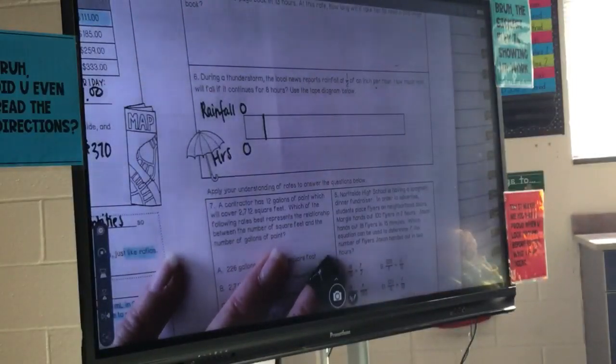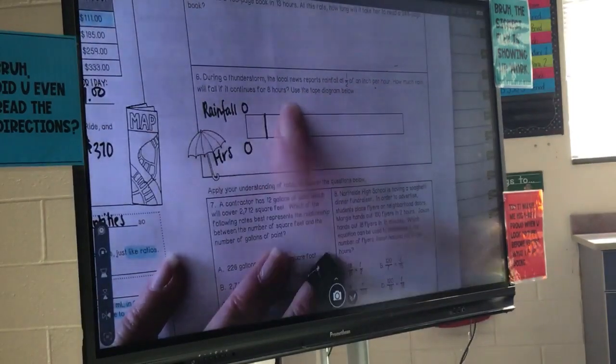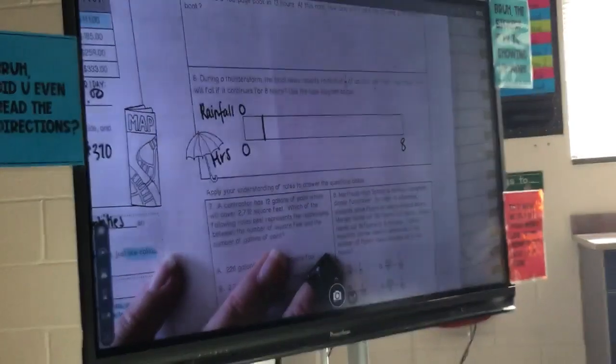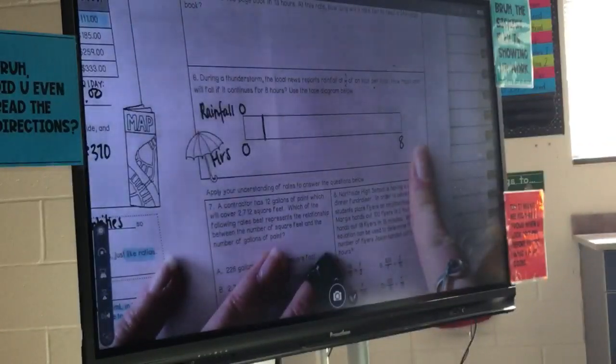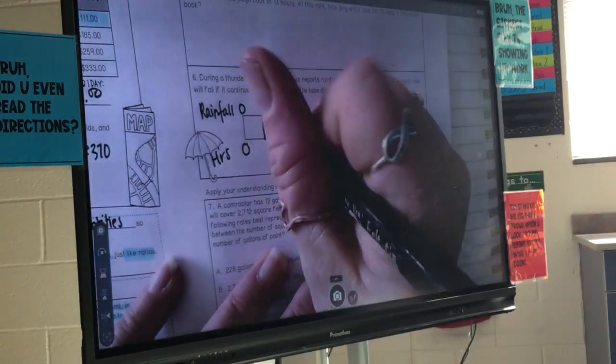Silas? 16, are you sure? What's our biggest number? Like, how many total hours do we have? 8. So we know that this is going to be 8. So then how many lines do we have to have in here? 8 or 7?